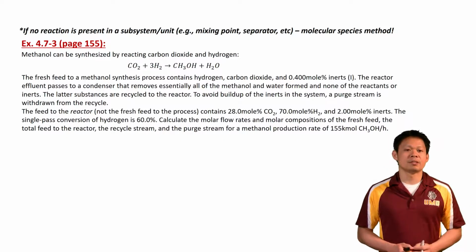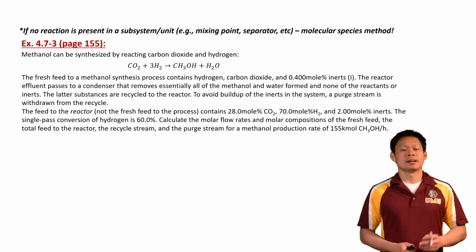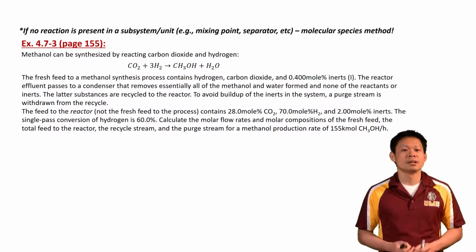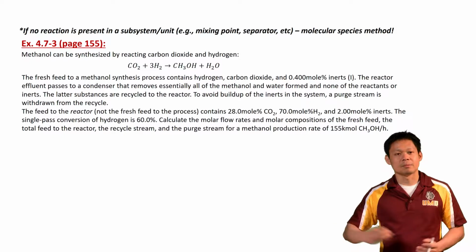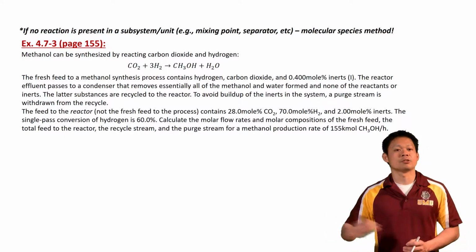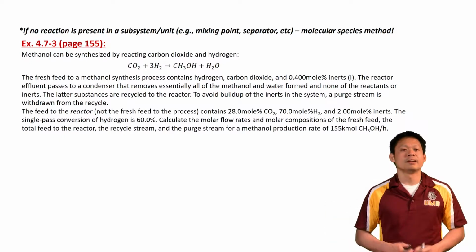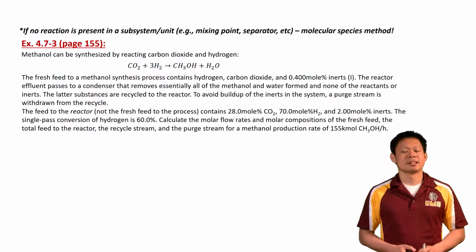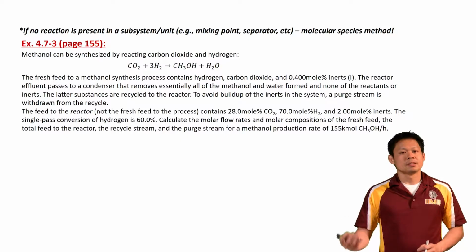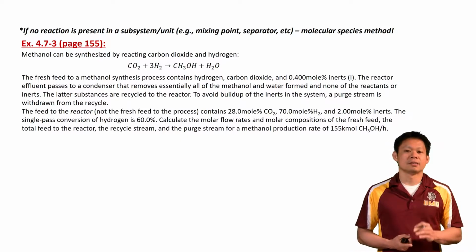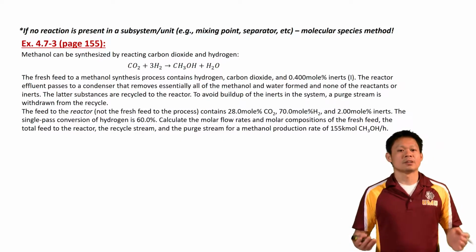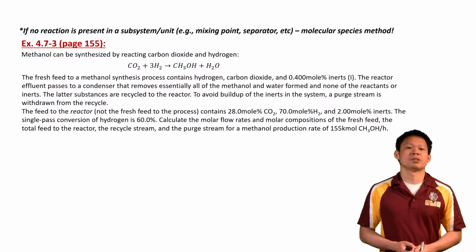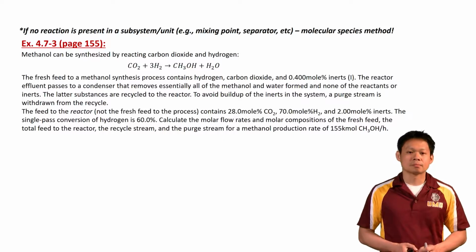We have the fresh feed to the methanol synthesis process given with hydrogen, carbon dioxide, and a very small amount of inerts. The reactor effluent, whatever comes out of the reactor, goes to a condenser, that's our separating unit. And it removes essentially all of the methanol and water and none of the reactants and inerts. The latter substances, the reactants and the inerts, are recycled back to the reactor, and to prevent the buildup of the inerts in the system, we have a purge stream that's withdrawn from the recycle.